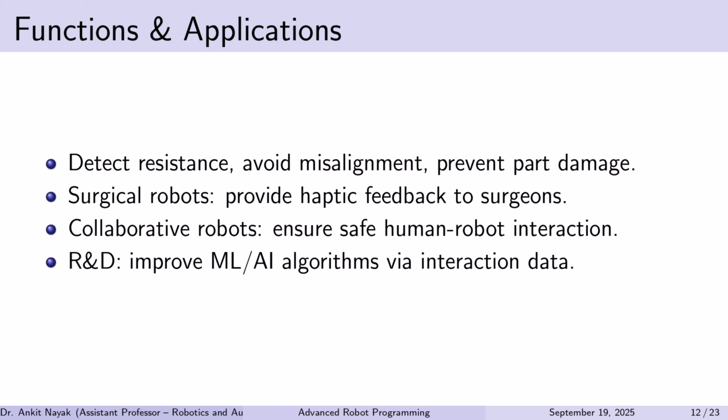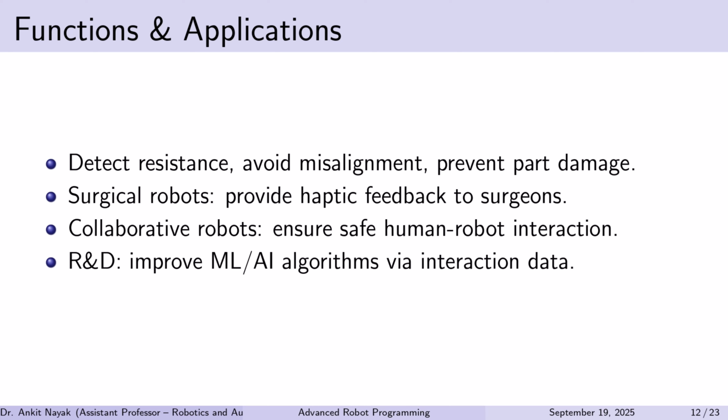Force torque sensors are also used in safety. If the robot hits something unexpectedly, the force sensor detects this and immediately stops the robot, preventing accidents. In collaborative robots, or cobots, force torque sensors are essential because they allow safe human-robot interaction.